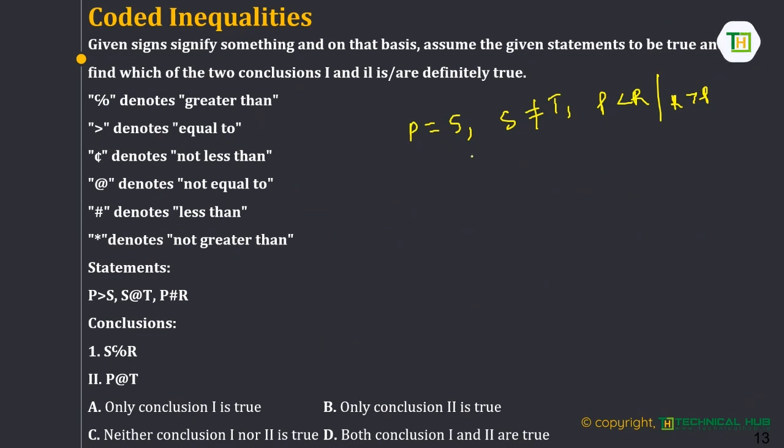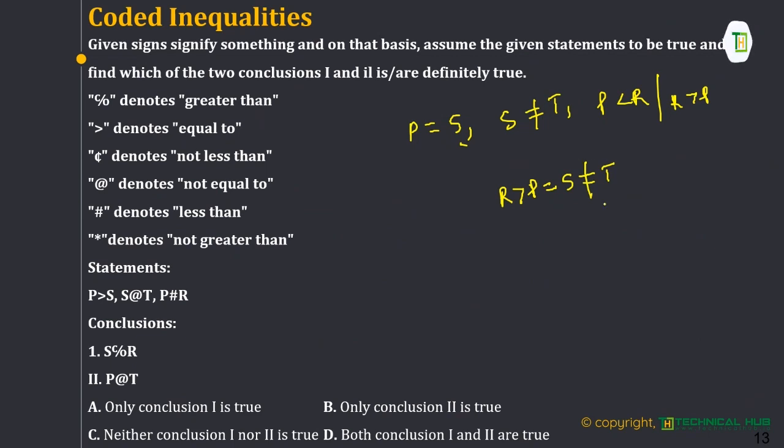Using three statements, combining the three statements, I can write only one statement. P less than R, R greater than P, so this is the R and P relation. The P and S relation is also given: P equals S. And the S and T relation is also given: S not equals T. So this is the combination of all three statements.